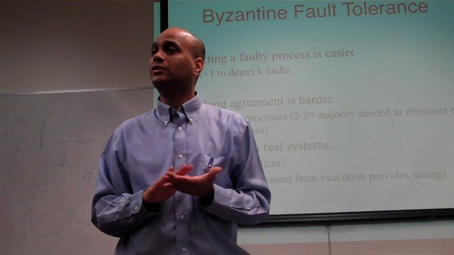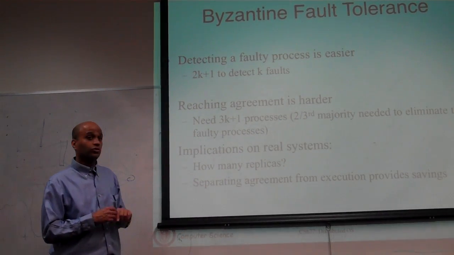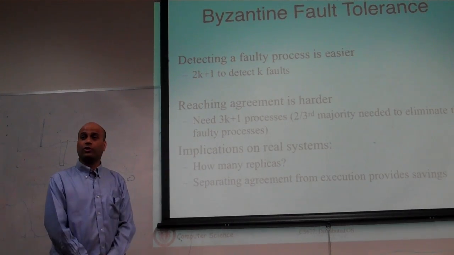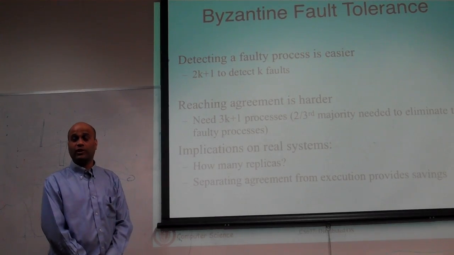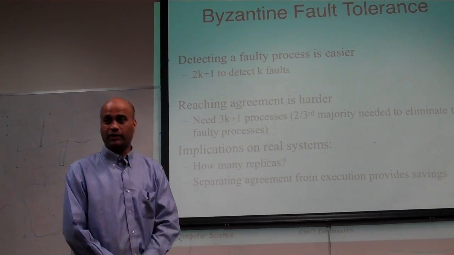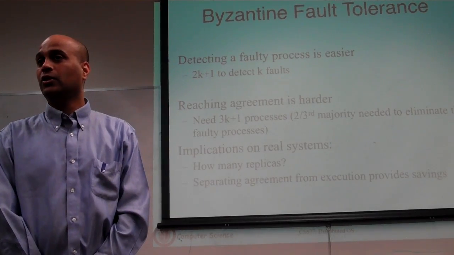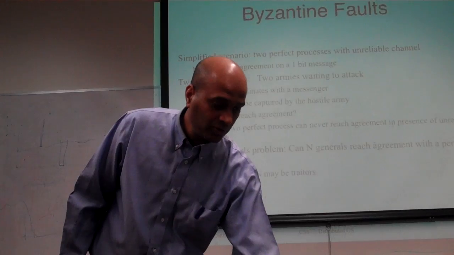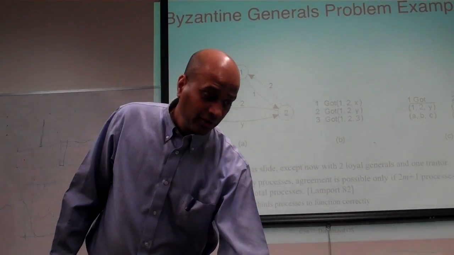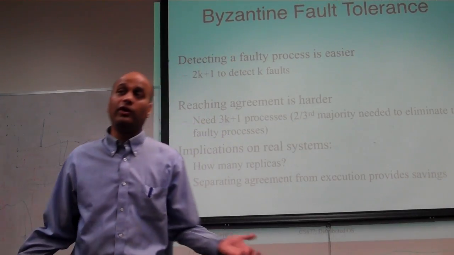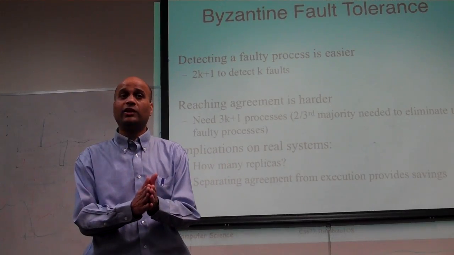Okay. Now you can ask the question, what does this mean for real systems? It says that you need 3k plus 1 processes to detect Byzantine faults and agree on it. So that means to detect one fault you need 4 replicas. Okay, k plus k plus 1. That's 4 replicas to detect one fault. And remember, crash fault tolerance is very simple. To detect k faults, you need k plus 1. So if one machine crashes, you need 1 more.